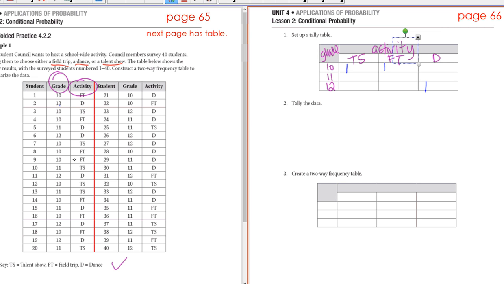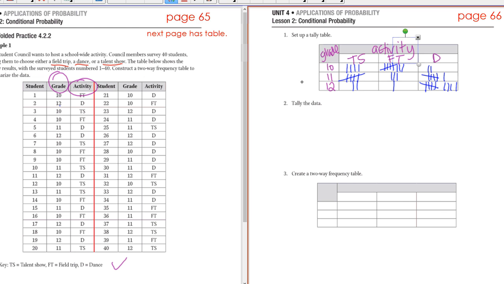If you go through and do that for every single student, you should end up with 4 tally marks of 10th graders who like the talent show, 5 of 11th graders who like the talent show, and 3 of the 12th graders. And then in the field trip category, you would end up with 8 who liked the field trip, 3 11th graders who liked the field trip, 1 12th grader. And then the dance is 2 10th graders, 6 11th graders, and 9 12th graders who liked the dance.